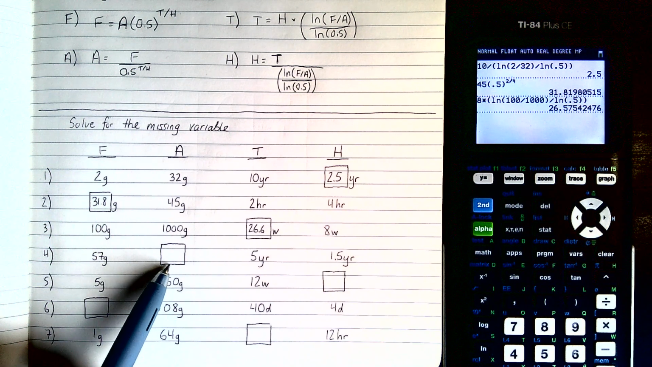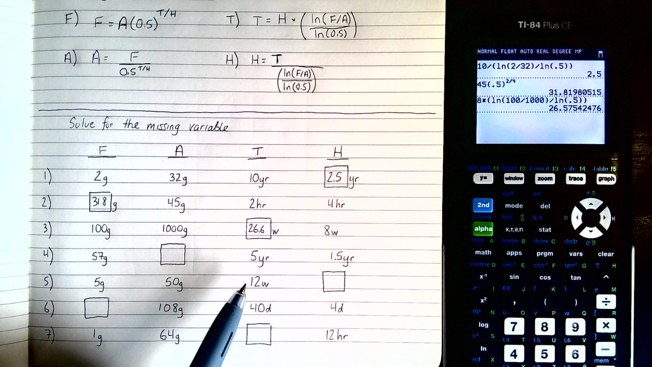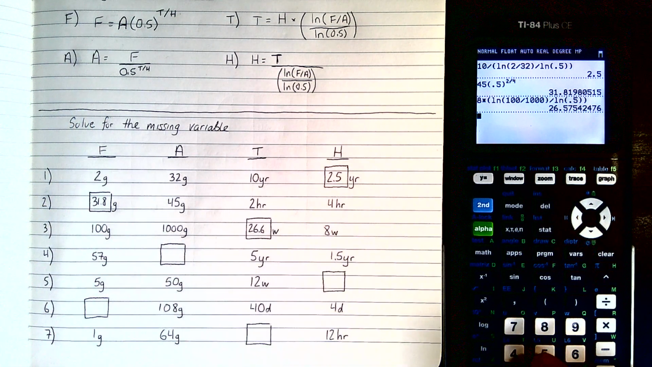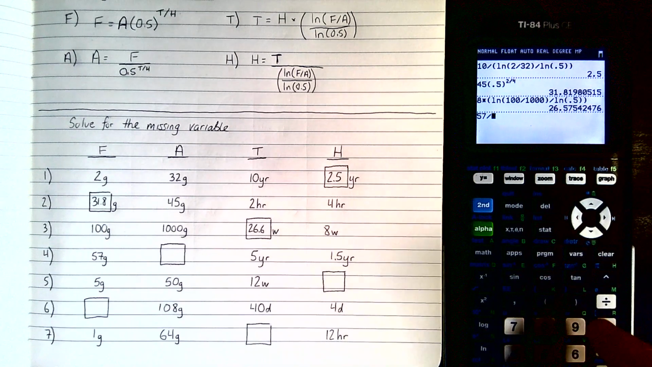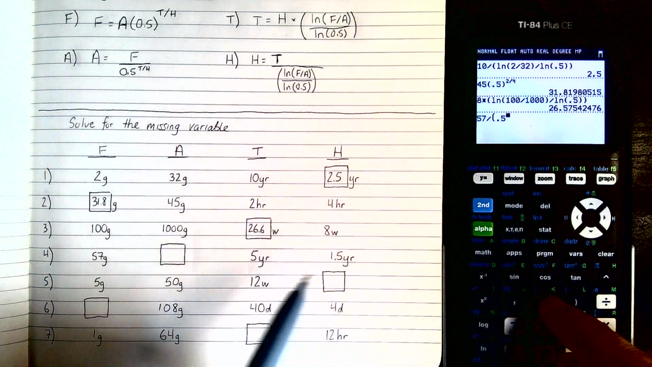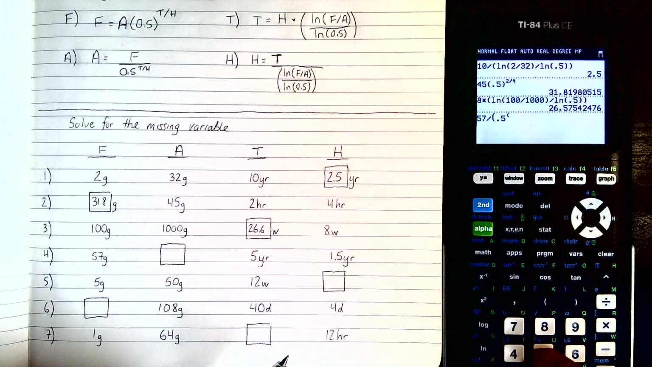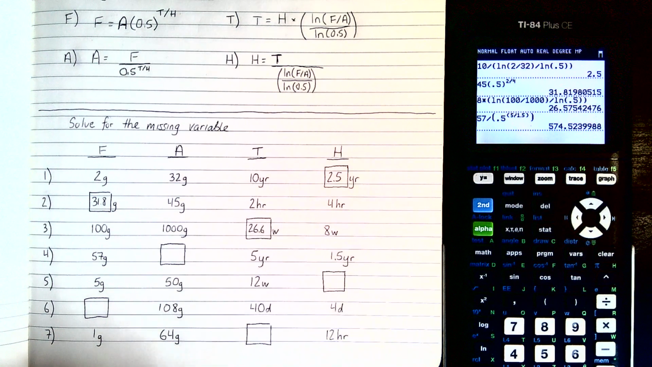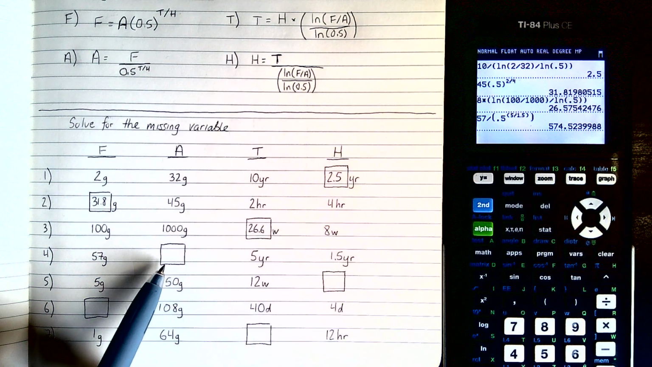Now let's try solving for A. If we know F, we know T, and we know H, we're going to use our A equals equation. 57 divided by, I like to do this in parentheses. You can do it differently if you like, but I promise this will work. 0.5 to the T divided by H, 5 divided by 1.5. And we started with 574.5 grams.